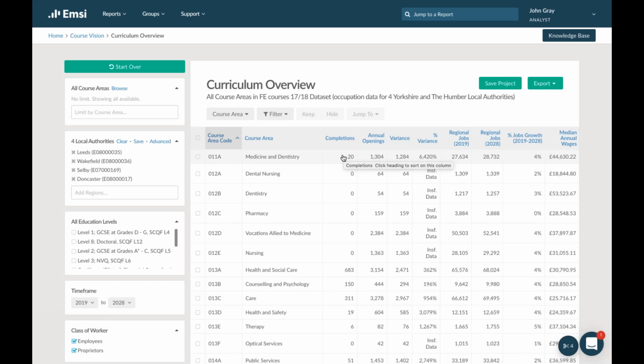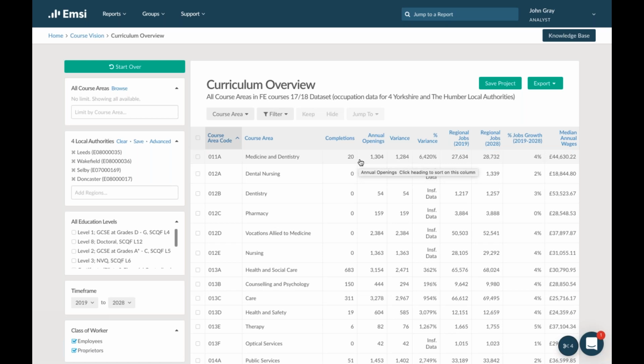What we're looking at here is that if this college was running qualifications in medicine and dentistry, they only put 20 people out into the marketplace, yet there's over 1,300 annual job openings. So that would be an area of undersupply, and we would certainly encourage you to look at where you could deliver more qualifications in that area.